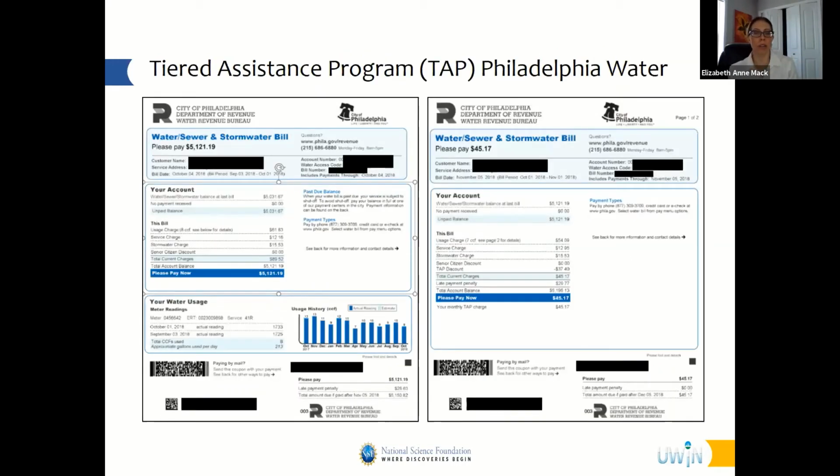So here are just some snapshots of what a consumer bill might look like. The one on the right is someone enrolled in the tiered assistance program, and the one on the left is someone that is not yet enrolled in the tiered assistance program. And so obviously there's a big difference in the please pay amount if you look at the right compared to the left. Another notable difference about the program is the late payment penalties. There are no late payment penalties if you're enrolled in TAP, and there are late payment penalties if you are a normal customer of Philadelphia Water.